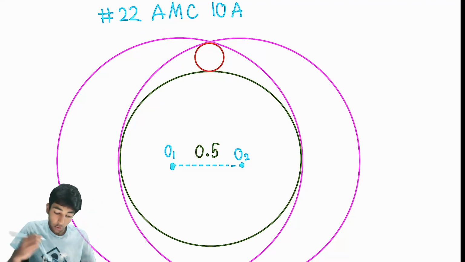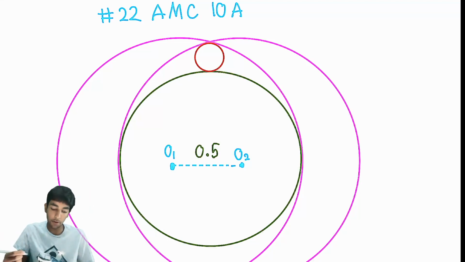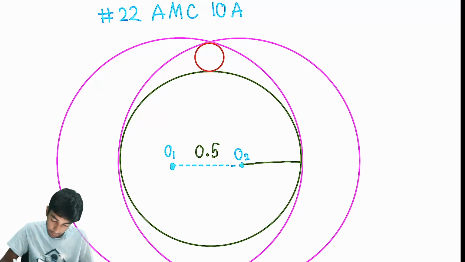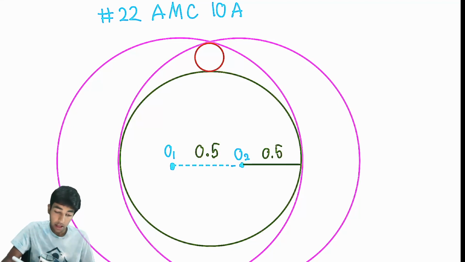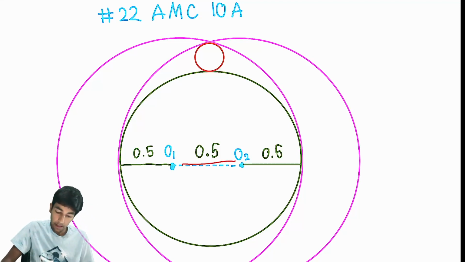So starting off, we know the radius of the pink circle is 1. And I have their centers O1 and O2 labeled for both of the pink circles. So this part over here is going to be 0.5. Why? Because this radius is 1, so half plus half. Similarly, this part is going to be 0.5, because half plus half, and then half plus half, because the radius of the second circle, O2 center, is just 1.